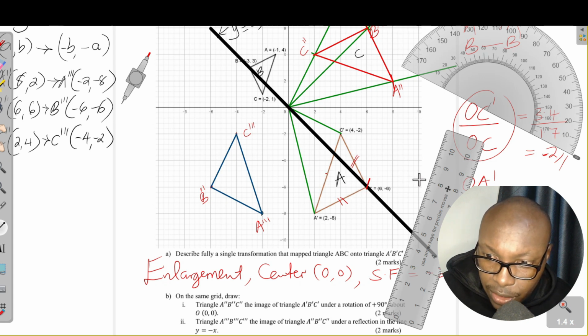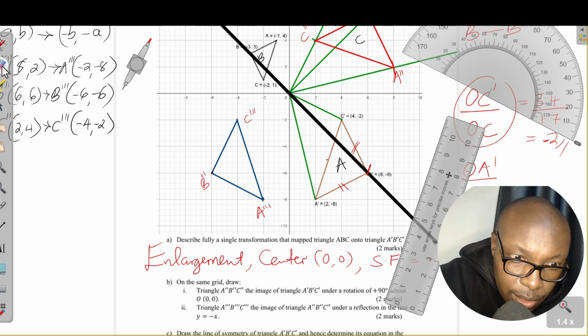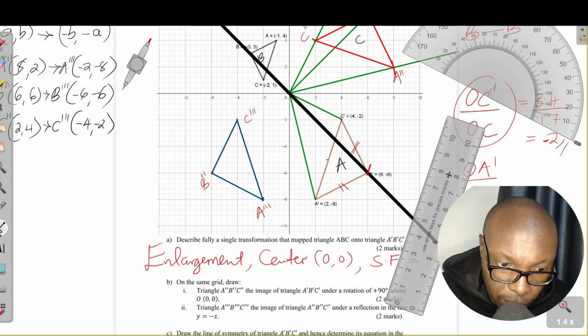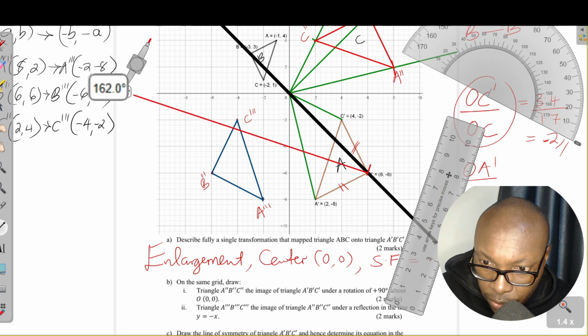So let me first clear these. I need to clear something here. Or I can just continue with that. I don't think there's any problem. So I actually want to draw the line from this point, and that will be the line of symmetry.